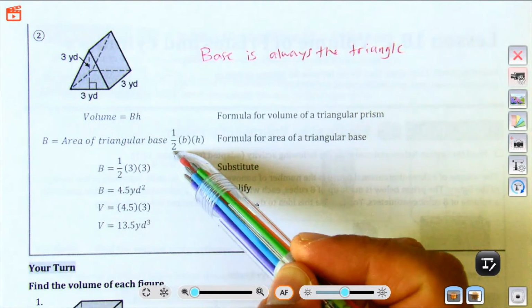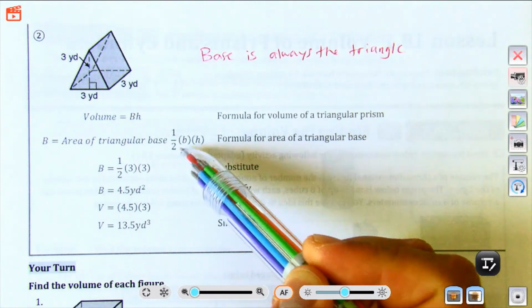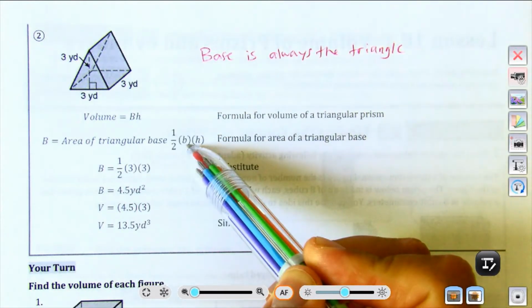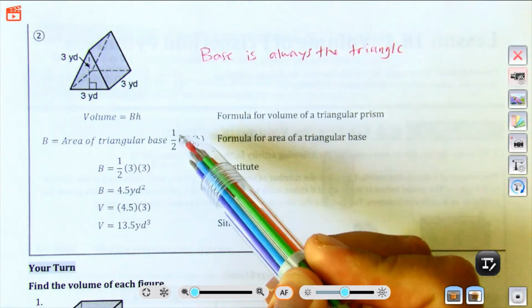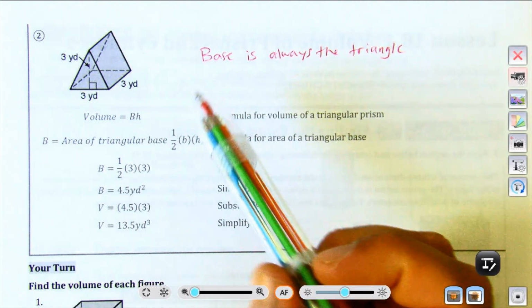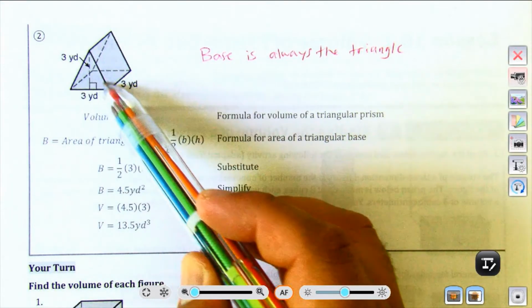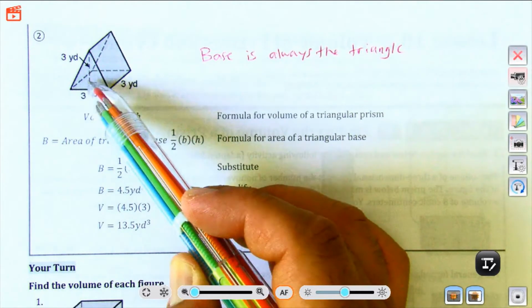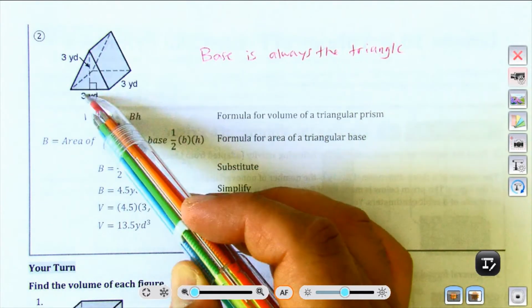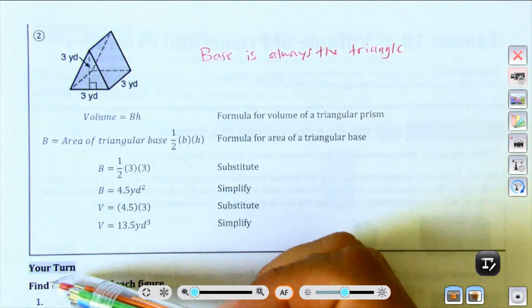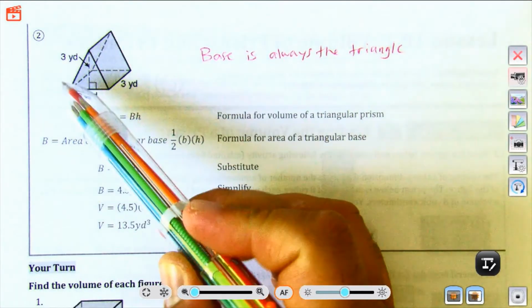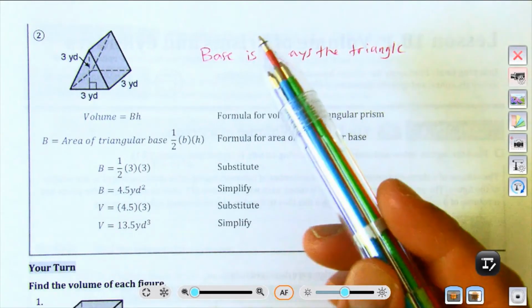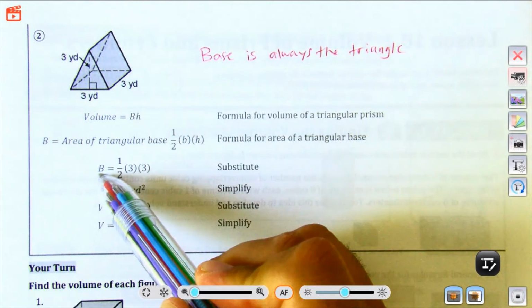Now, I don't want you to get confused with this base and this base. This little case base is the base of the triangle. So just focus on the triangle. The base of the triangle is 3. The height of the triangle is 3. So that's not the height of the object or the base of the object. That's just of the triangle. So we start there. To find the area of the base, we have 1/2 times 3 times 3, which gives us 4.5 yards squared.